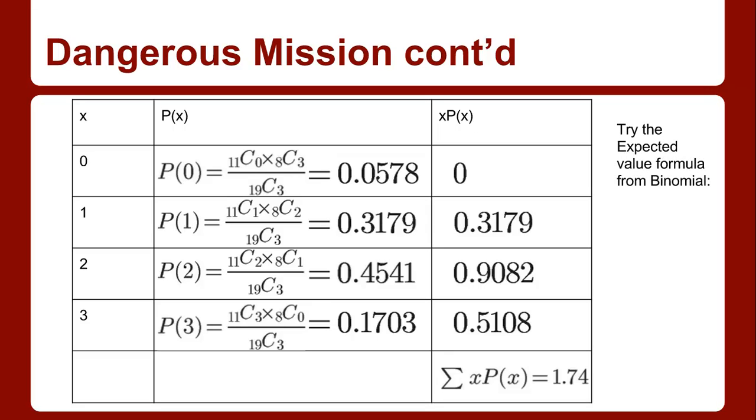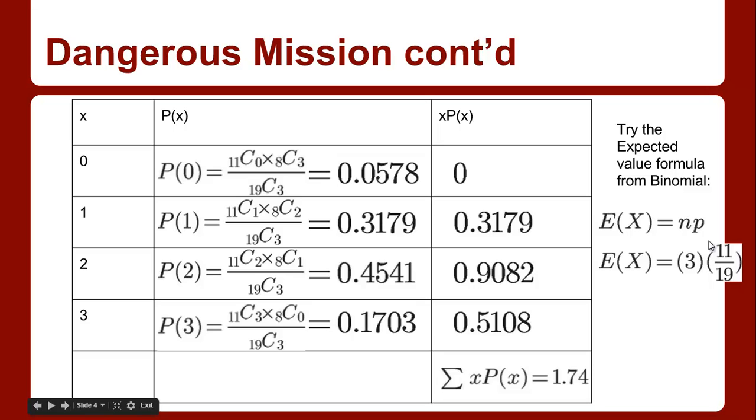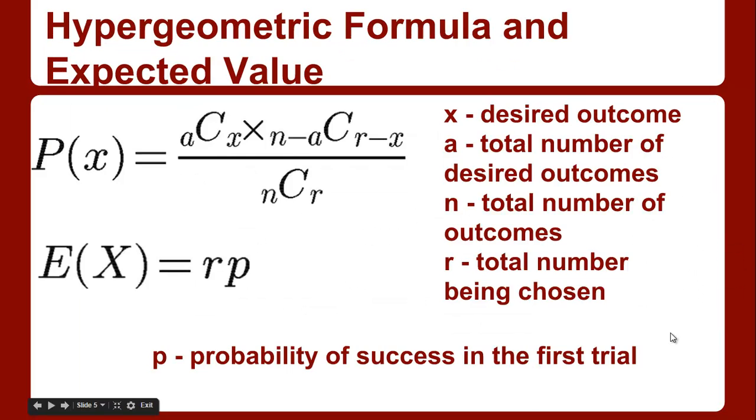If we try the expected value formula from the binomial, we had something like n times p. N is going to represent something a little bit more than the 3 in this lesson, but we're just going to pretend we do 3 trials, so we pick 3 people. So if we multiply 3 by 11/19, the probability of getting a female is 11 over 19. That's only the probability of a female in the first trial, but we try that and see what happens, and actually it gives us the exact same thing. And so this is going to be our formula, a little bit different, but it's going to be very similar. Okay.